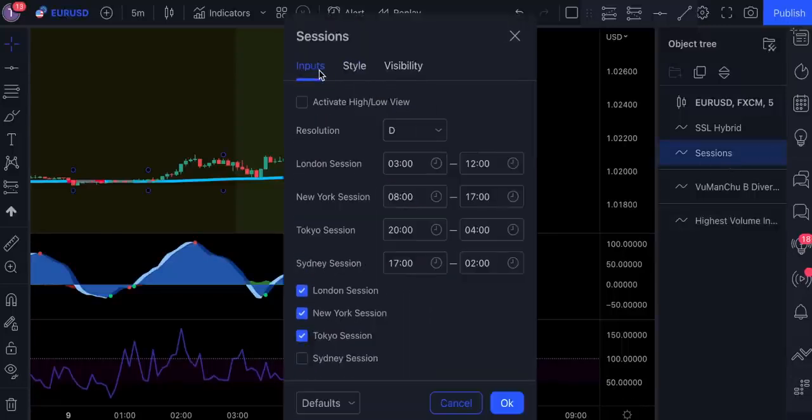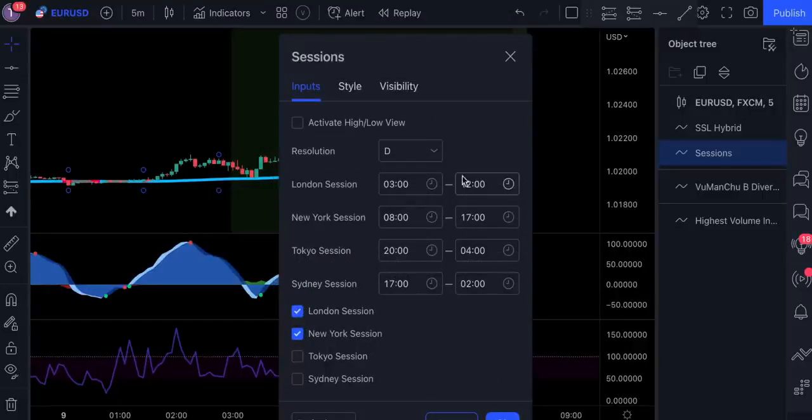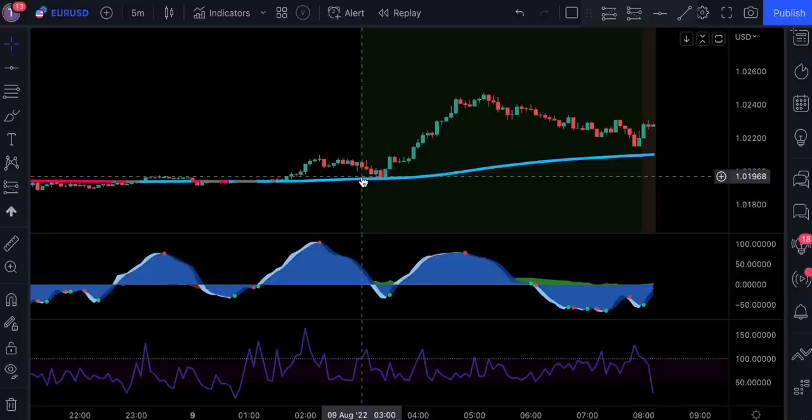So in the input section, let's enable only the London and New York sessions. We can see that the London session starts from 3 AM Eastern Daylight Time and it finishes at noon. And the New York session starts at 8 AM and it finishes at 5 PM. Okay, I hope this is clear. If you have any questions, please write them down in the comments. Now let's move on to our trading rules.